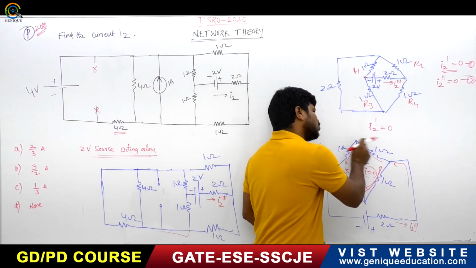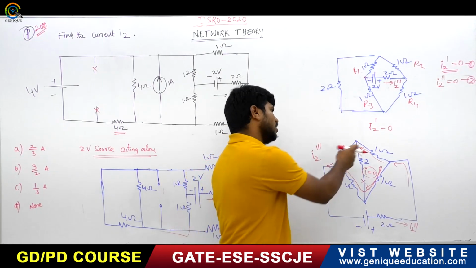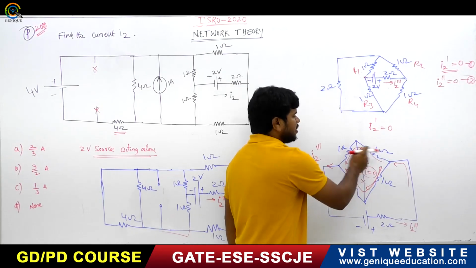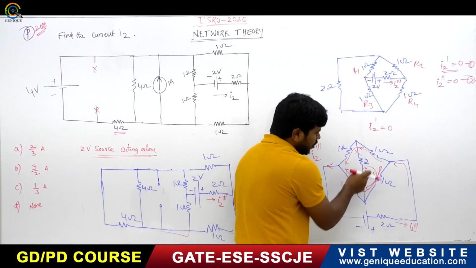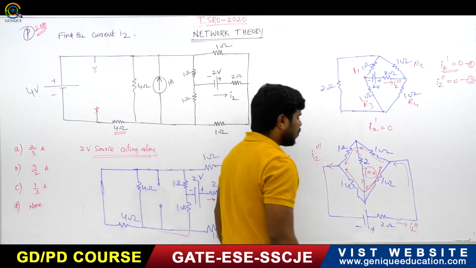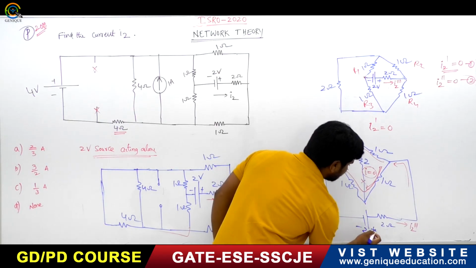So these two are in series now, right? These two are in series and these two are in series. This is 2 ohm and 2 ohm, 2 ohm parallel with 2 ohm. This is 1 ohm. Okay, it is 2 volts, right?